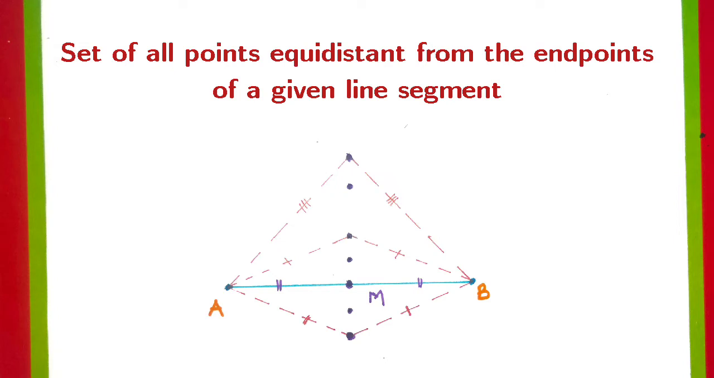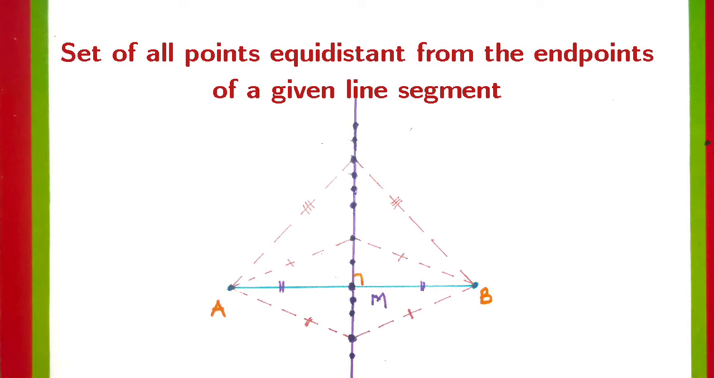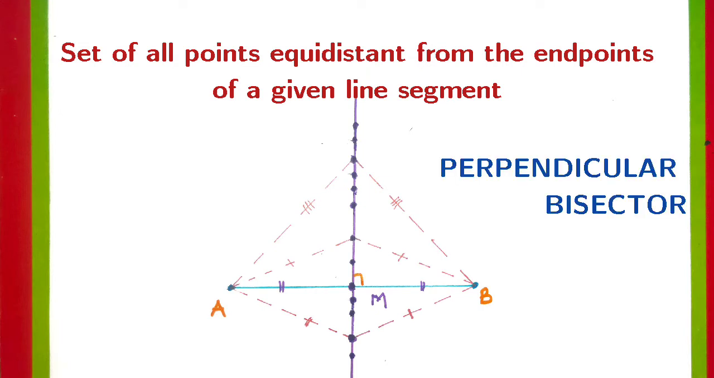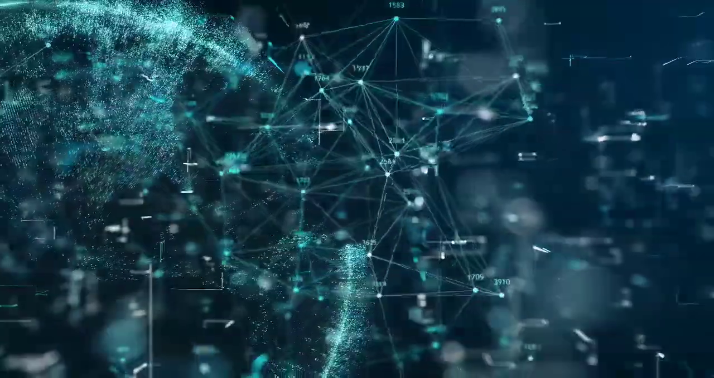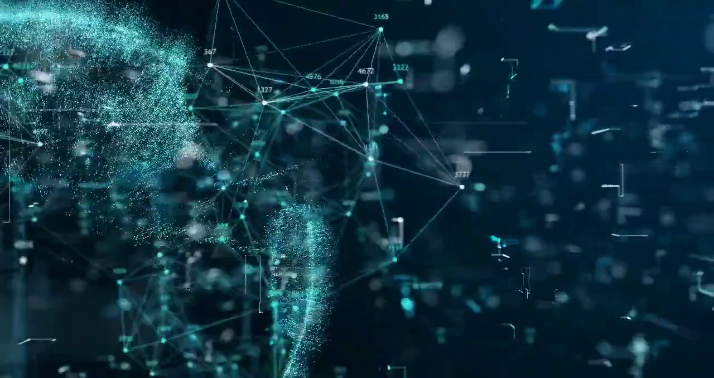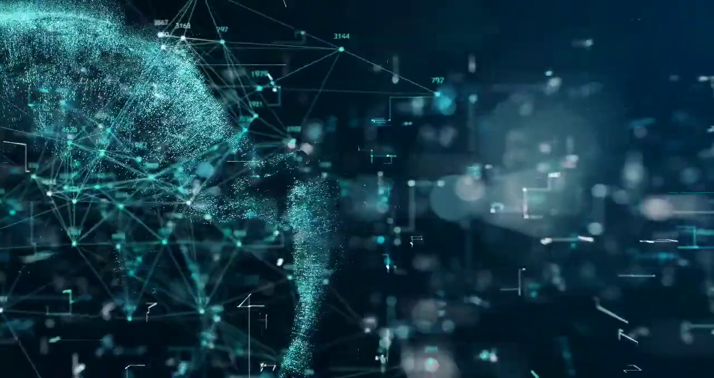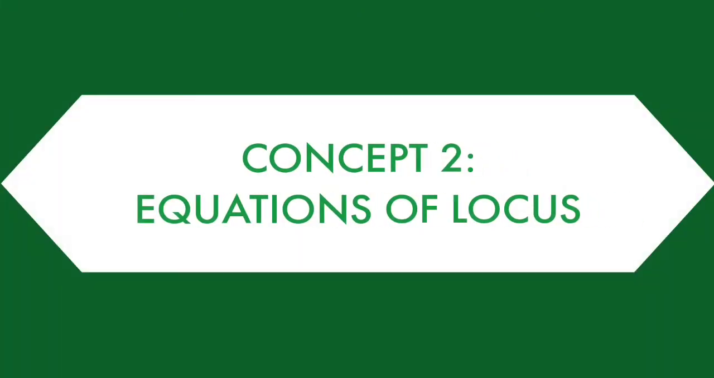Now, when you join all these points, we'll get this particular locus, and this locus is a perpendicular bisector of AB. So we can say that the set of all points equidistant from the end points of a line segment is nothing but the perpendicular bisector of that particular line segment. Okay. So we can say all these curves, all these shapes, are nothing but locus. Now, having discussed the definition of locus, I think it is time for a very important topic based on this, which we call equation of a locus.